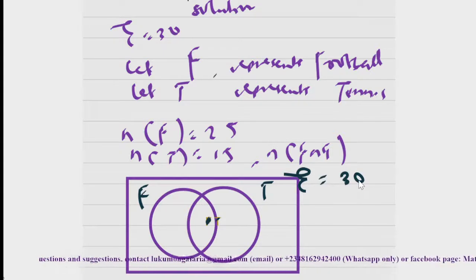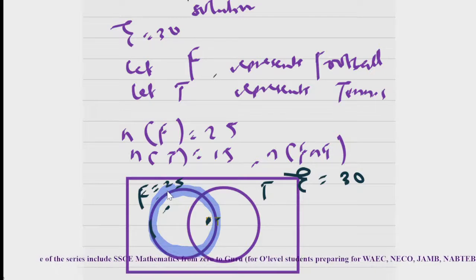You know, your universal set is 30, right? Then N of F is 25. If they don't put only, this region we are pointing to would be F only. But if they don't put only, it means all this region is 25. But if they say only, then you don't need to stretch yourself, just place it directly here. You understand now?